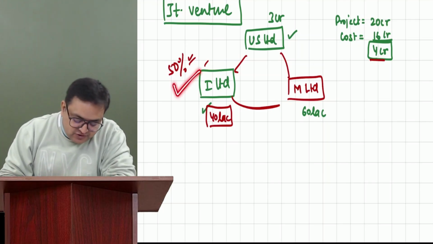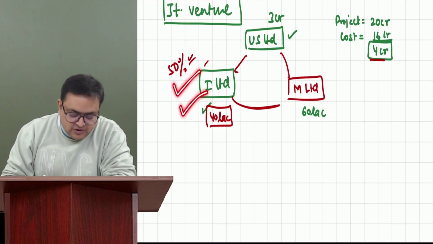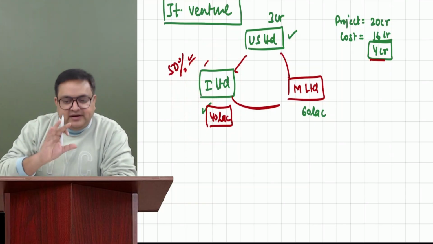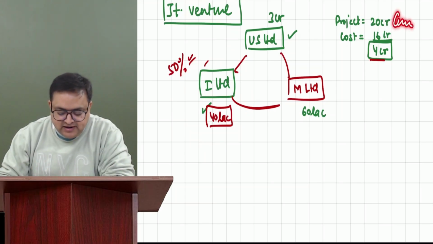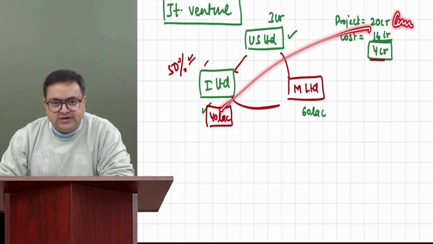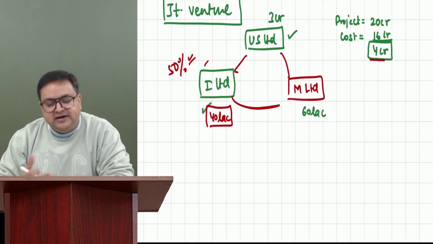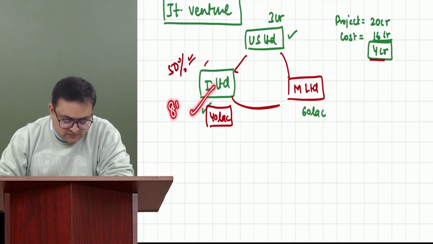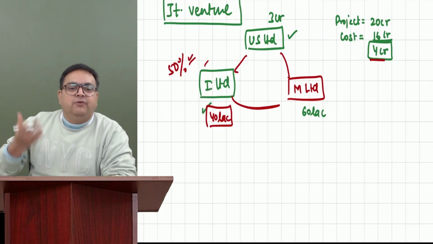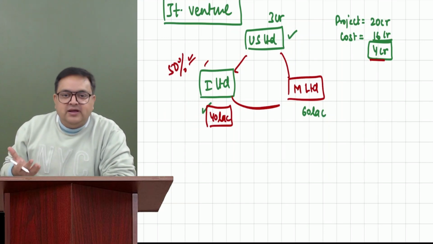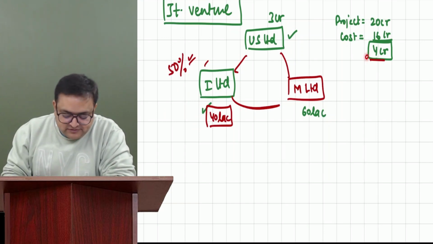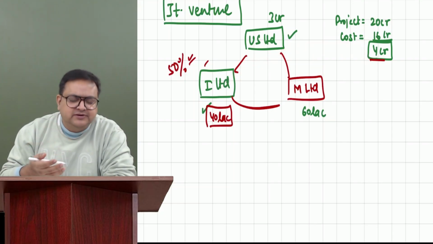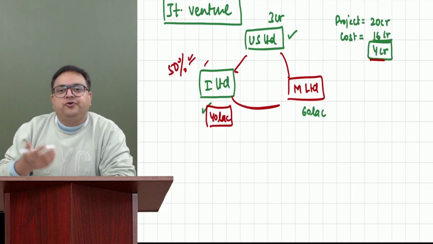So whatever functions you have performed, whatever assets you have deployed, whatever risk you have taken. Let's say, for example, India Limited has taken the major risk. Let's say our customer was saying that if you are not able to execute this project, I Limited would be penalized. Let's say 80% of the risk is being taken by I Limited. So obviously, if you are taking more risk, you should get more profit also. The higher the risk, the higher the profit. So all this profit should be divided as per the following parameters: it could be functions, it could be assets deployed, it could be the risk assumed.